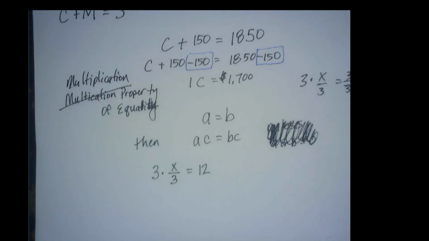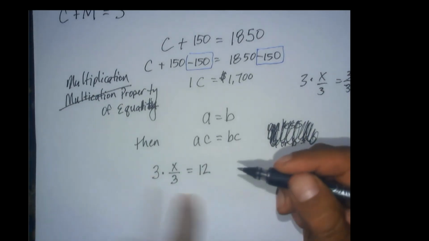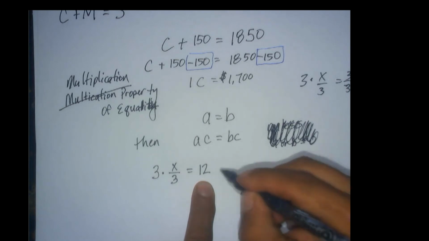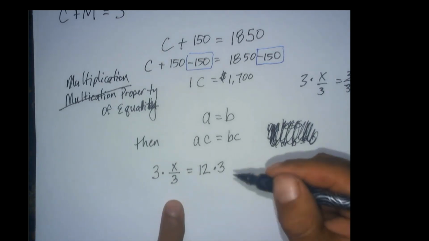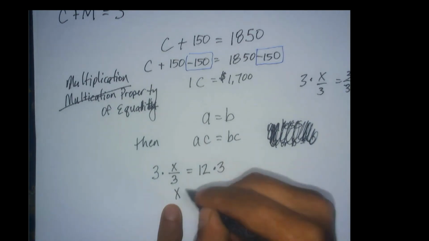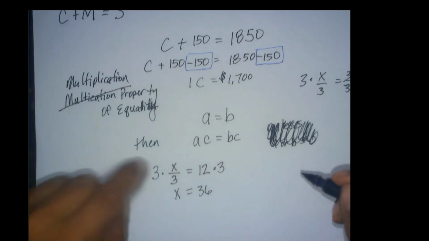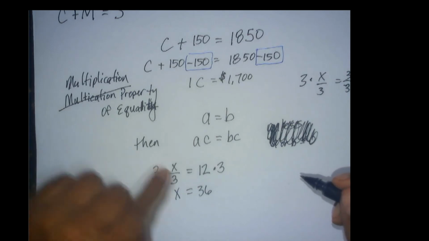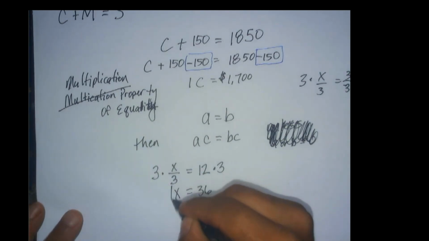All right. So, if I multiply by 3 here, what do I have to do over here? Multiply by 3. Right. So what's left on this side? So then we get X equals 36. Right. And we can go back and check. 36 divided by 3 is 12. Yay! Right, we did it.